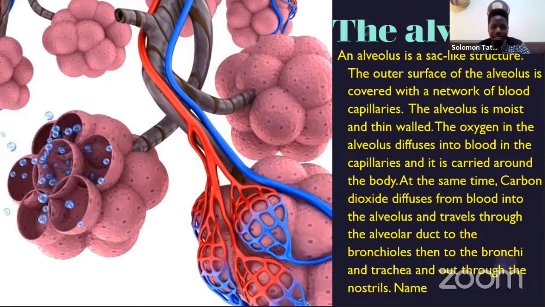Let's see. Shreya says in the lungs. So Shreya differs from me. For me, I thought they were in the liver. She thinks they're in the lungs. That is correct. The alveoli are found in the lungs. Definitely not the liver, because we are talking about gaseous exchange, and gaseous exchange takes place in the lungs. Okay, that is correct. So that is some of the information we looked at last time.